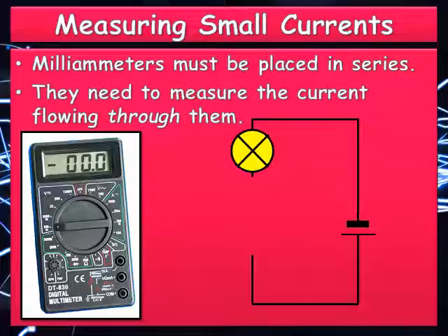So moving along, measuring of small currents. So what we use in the laboratory is something called a milliammeter, because they deal with really small currents in the milli range, and they must be placed in series. And they need to measure the current flowing through the system, just like normal ammeters would. Okay, and they are very sensitive, and they determine small amounts of current flowing through a circuit.